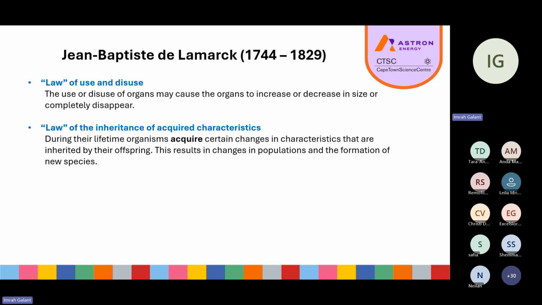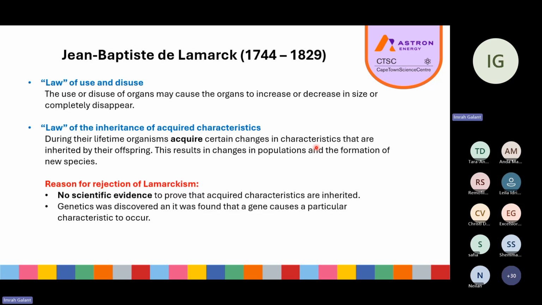The next law that he looked at is the law of the inheritance of acquired traits. Basically, he said that during their lifetime, organisms acquire, that's the important part, meaning they gain certain changes in characteristics that are inherited by the offspring. This results in changes in populations and the formation of a new species. Obviously, Lamarck's theories were rejected.